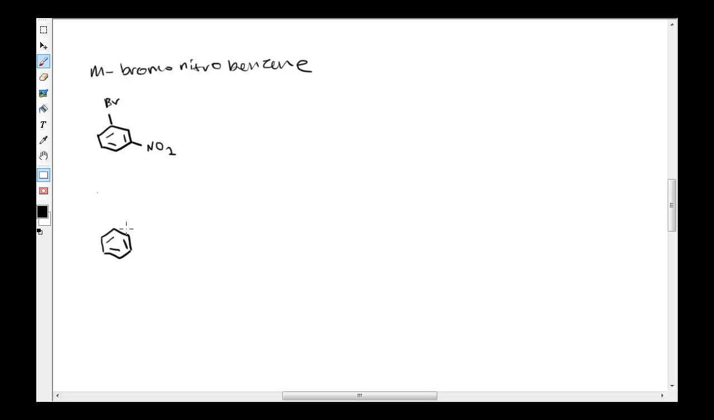Okay. So this is going to be starting to deal more with the meta and ortho, I guess, conventions. A good rule of thumb is that when you want to synthesize something with a meta position, it's generally anything that's going to meta direct will have double bonds in it. And as we know, nitro has double bonds in it.